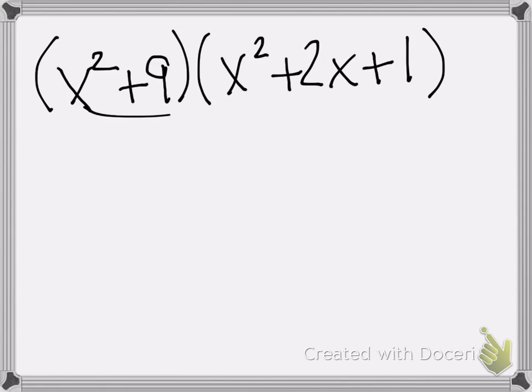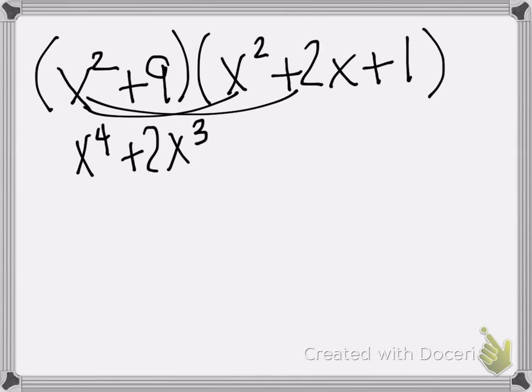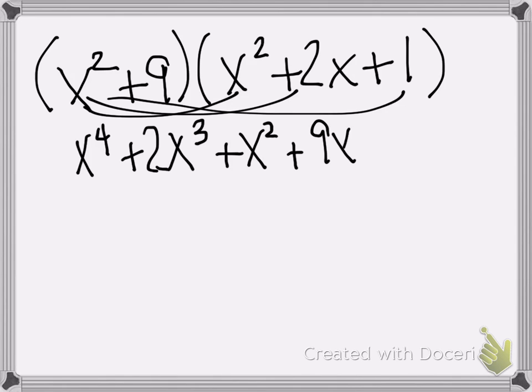Okay, so I've got x to the 4th plus 2x cubed plus x squared plus 9x squared plus 18x plus 9.